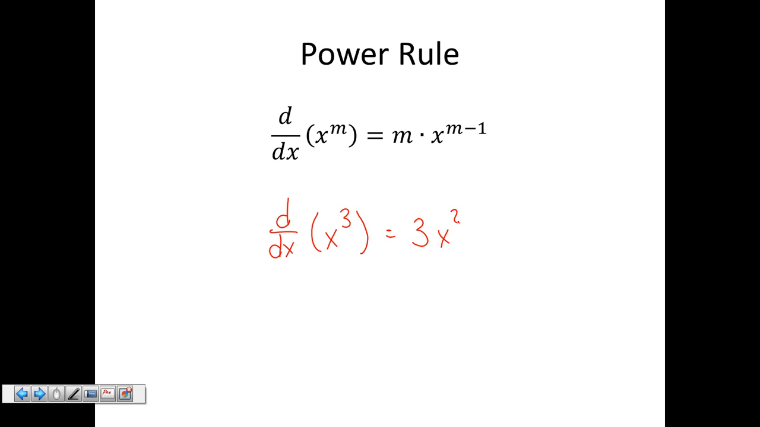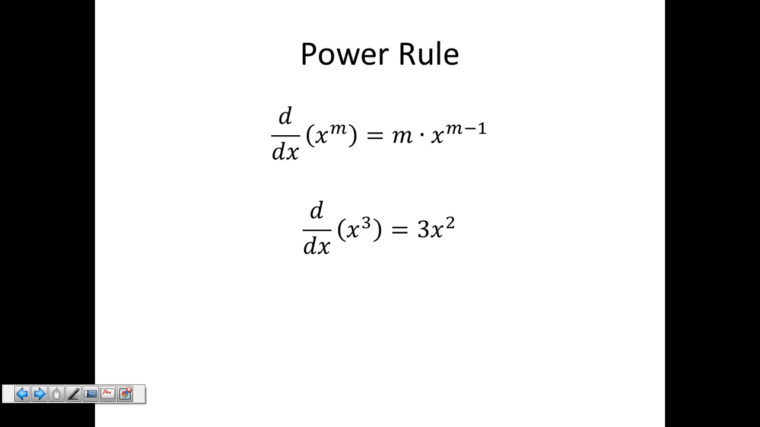Now, this is really, really important. This subtracting 1, it's always minus 1, no matter what the power is. If we've got some oddball power up there, the power rule says subtract by 1. Always subtract 1, no matter what that oddball power is.